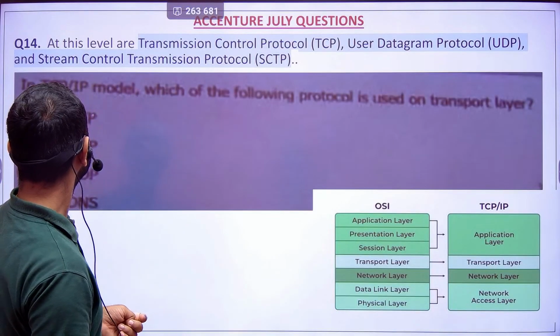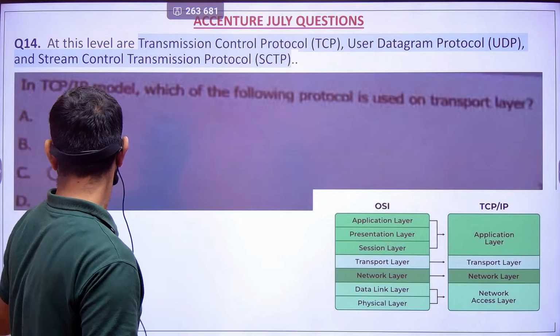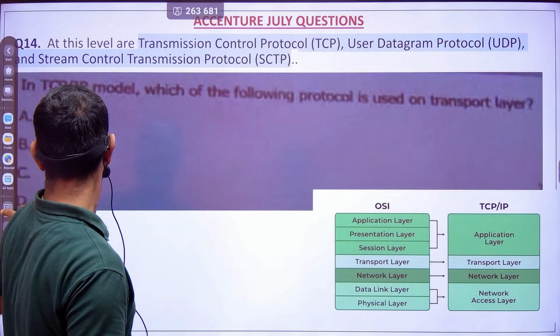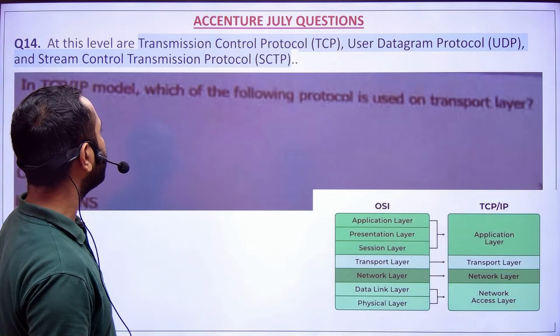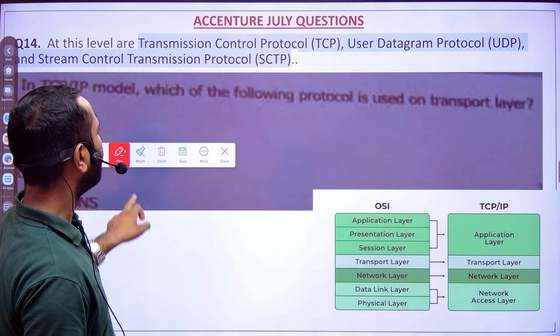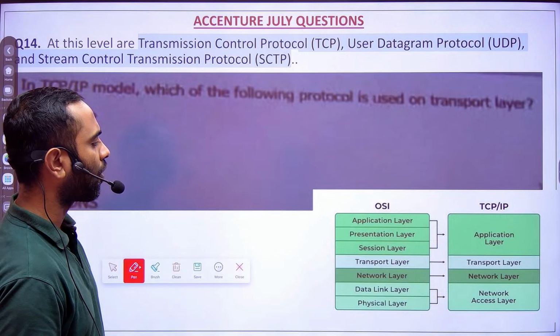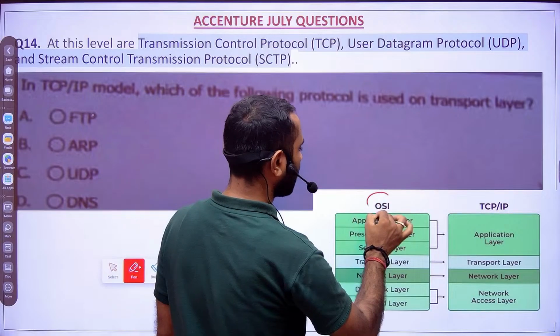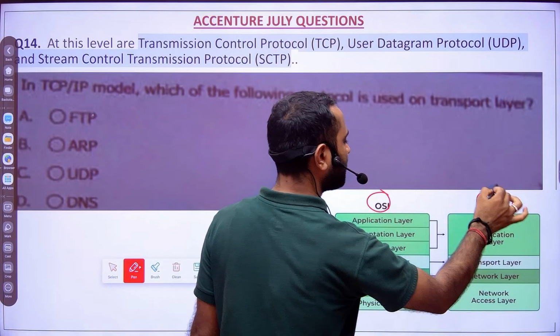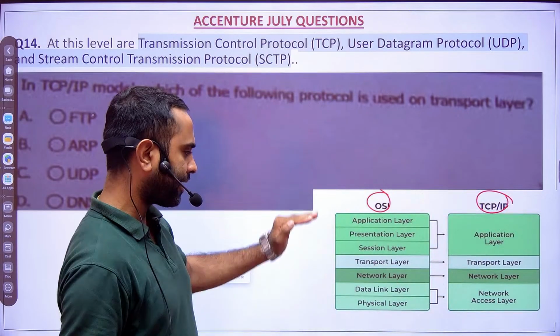Next thing is, friends, so what they're telling is at this level. So, in the TCP/IP model, which of the following protocols is used on the transport layer? Friends, we have the OSI model, and then we have the TCP/IP model. Now you look at the differences.